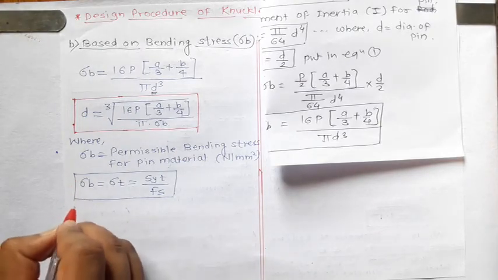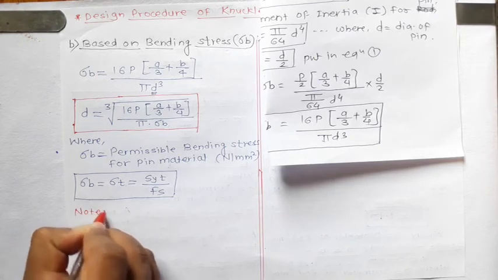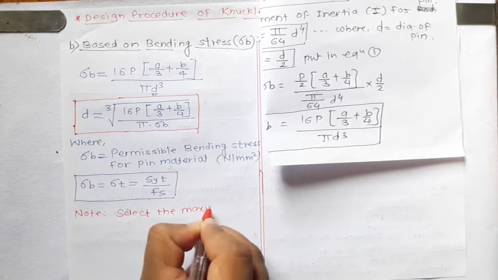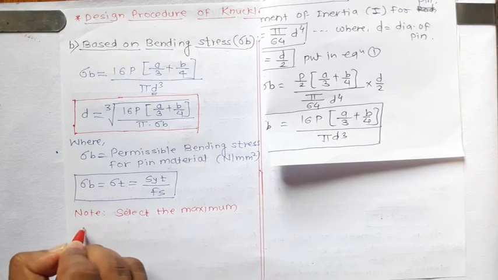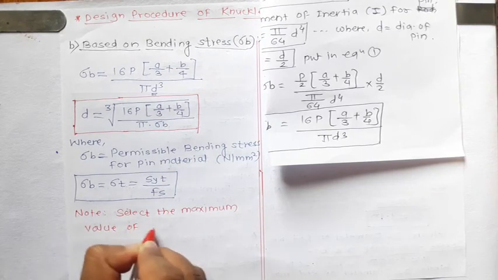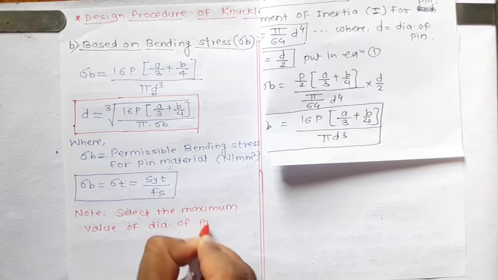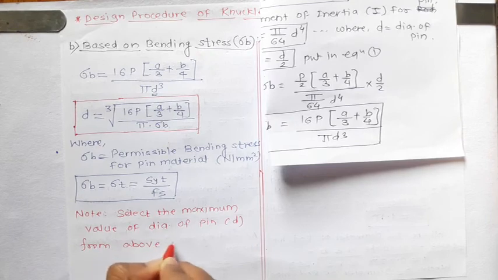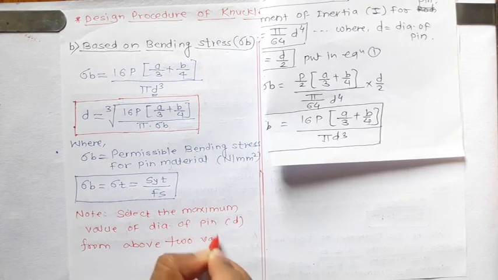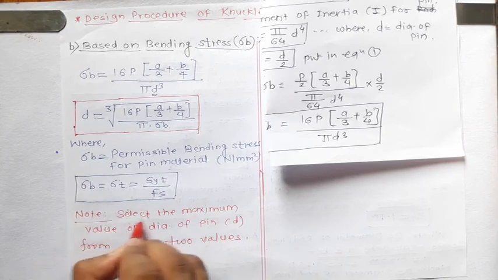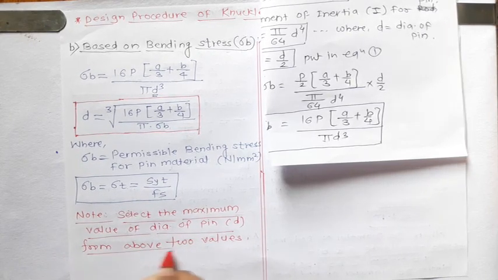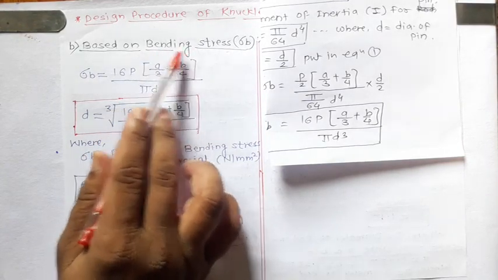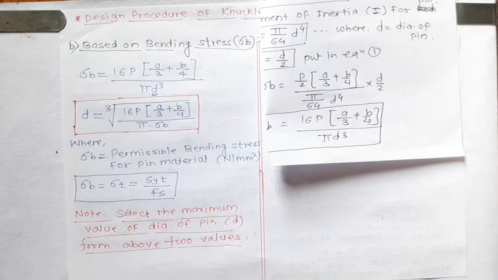So we have to write here note: select the maximum value of diameter of pin from above two values. So this is a very important point. We have to select the maximum value of diameter of pin d from above two values. One value we get based on shear stress and second we get from bending stress. So this is about the step number 4.